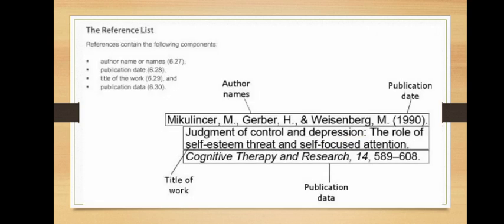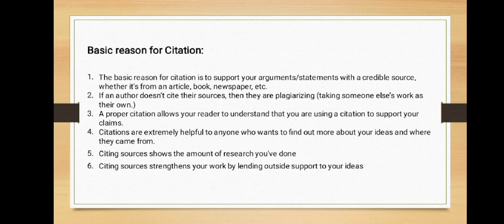Here you can see a reference list. References contain the following components: author name or names, publication date, title of the work, and publication information. Here you can see Michelenser, M., Gerber, H., and Weisenberg. Author name, as you can see, M. 1990, publication date. Judgment of control and depression: the role of self-esteem threat and self-focused attention. Title of work. Cognitive Therapy and Research, 14, 589-608. Publication information.